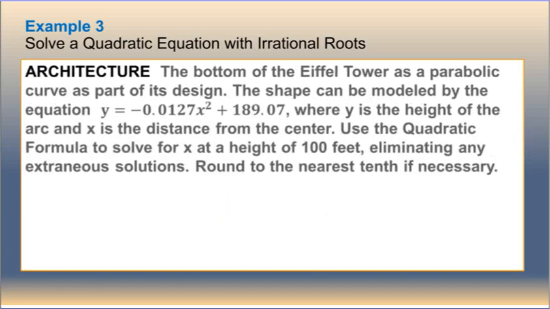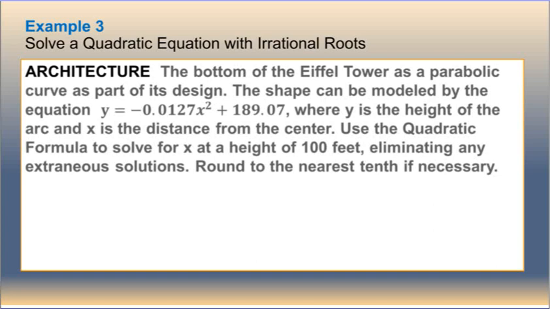Next, the bottom of the parabolic curve has a parabolic curve as part of its design. The shape can be modeled by the equation y equals negative 0.0127 x squared plus 189.07, where y is the height of the arc and x is the distance from the center. Use the quadratic formula to solve for x at the height of 100 feet, eliminating any extraneous solutions. Round to the nearest tenth if necessary.